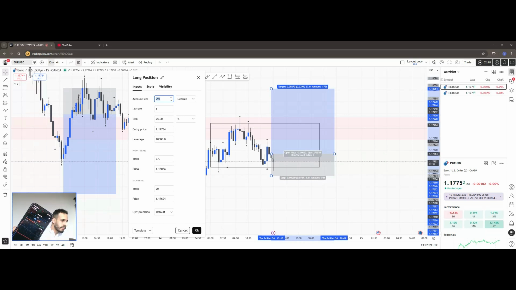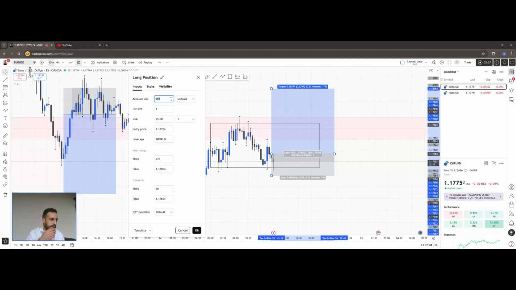For that reason, we go to MetaTrader, then we put 22.22. I would put that as buy stop. Entry would be 1.7784. Stop loss will be sitting around 1.7694.